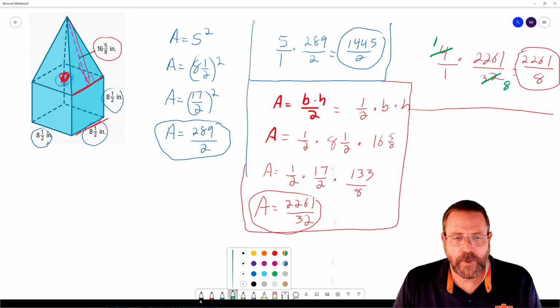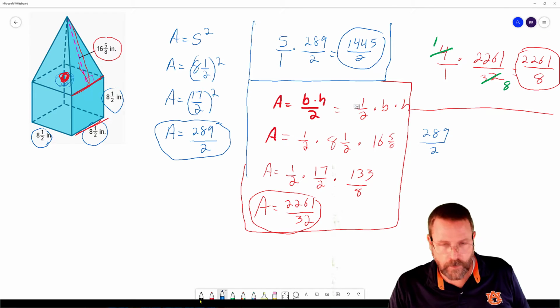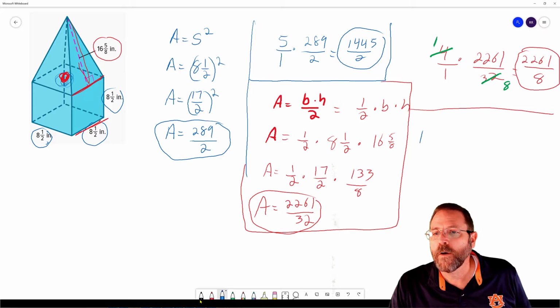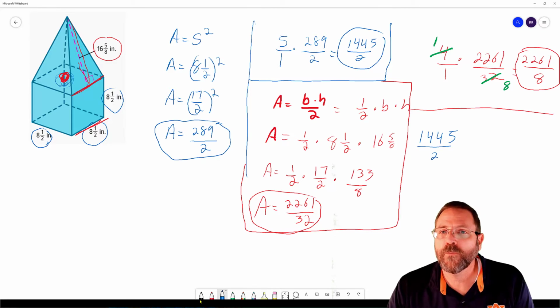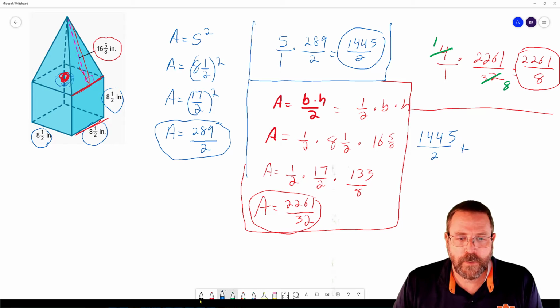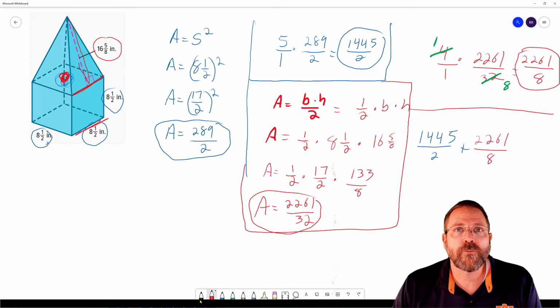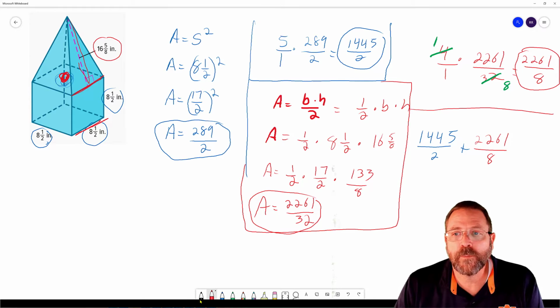Actually, no, let's do the blue pen because we had started out with the blue, which was a 289 over 2, was actually, nope, my bad, it's wrong. It's a 414 up there, so it's going to be the 1445 over 2 that we came up with for the area of the base part, the cube, the surface area of it, plus, and then we're going to put in the red here, the 2261 over 8 that we came up with for the surface area of the triangular pieces.